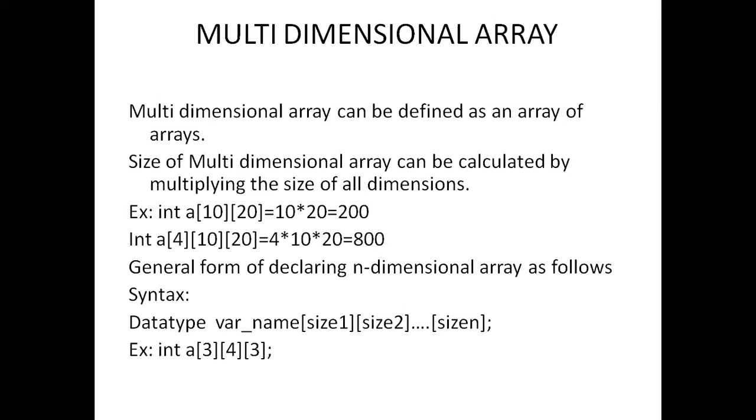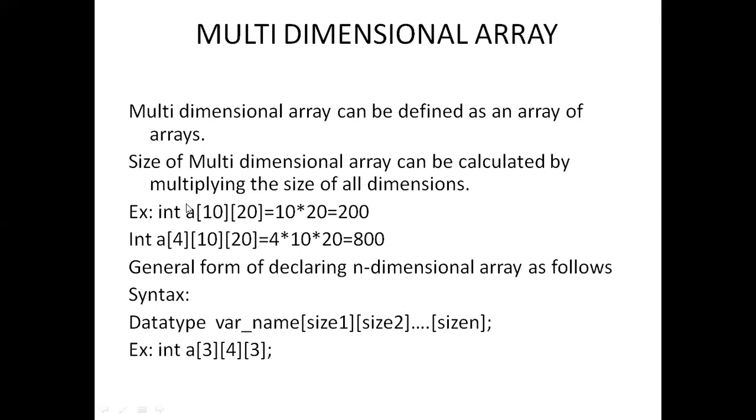So how the values will be changing and how the indices will be changing. For example, int a of 3 comma 4 comma 3. Three indices will be there for a three-dimensional array. In the same way, int a of 4 comma 10 comma 20. So three indices are there. How many elements can I store in this array? 4 into 10 into 20, 800.